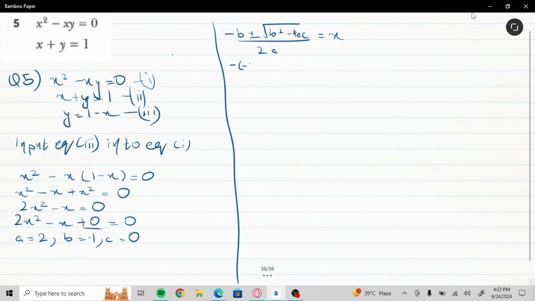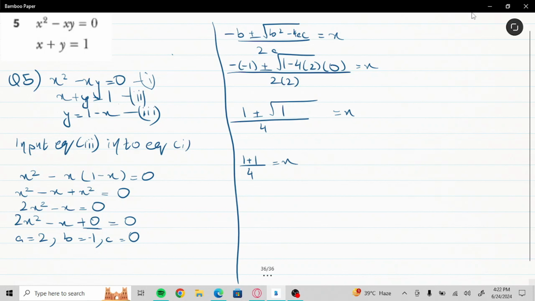So negative of negative 1, plus minus under root b squared, which is 1, minus 4 multiplied by a, which is 2, multiplied by 0, divided by 2 multiplied by 2 is equal to x. That would mean 1 plus minus under root 1 minus 4 multiplied by 2 multiplied by 0, which is 0, divided by 4 is equal to x. That would mean 1 plus 1 divided by 4 is equal to x, or 1 minus 1 divided by 4 is equal to x. So x is equal to 1 plus 1 is 2, 2 upon 4 is 1 upon 2, which is 0.5, or 0 divided by 4 is 0. So we have two values of x.